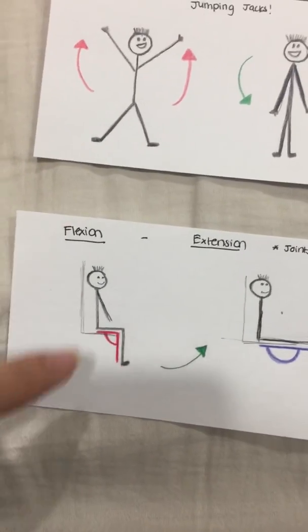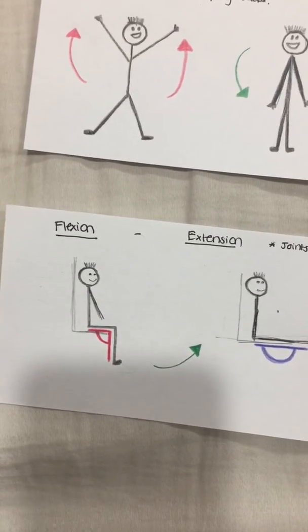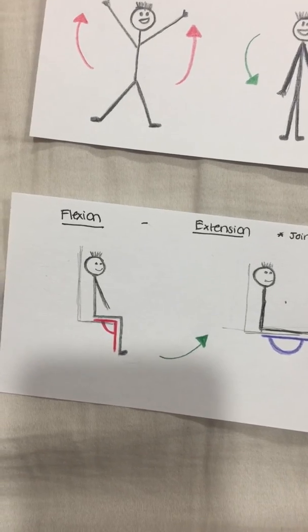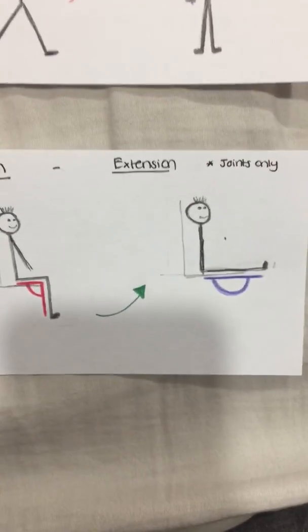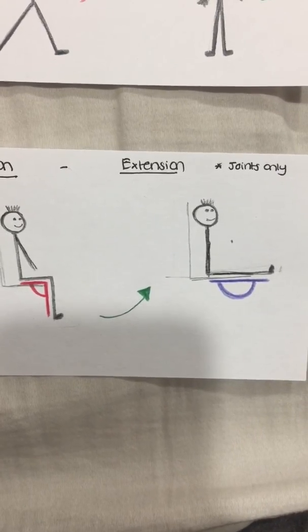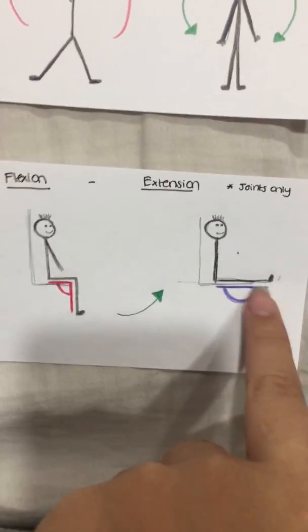As you can see, our stick figure Bob here is sitting in a chair, and he is bending his joint. So that's flexion. Extension is increasing the angle of the joint, like he's doing right here, where he straightens out his leg.